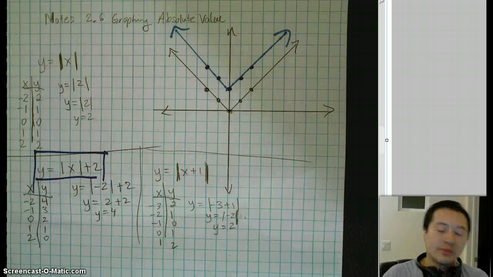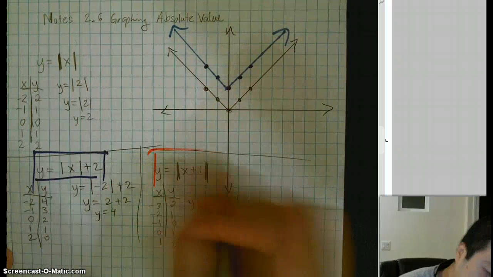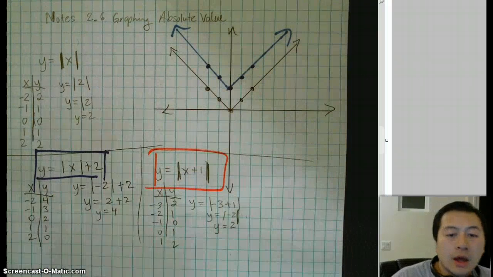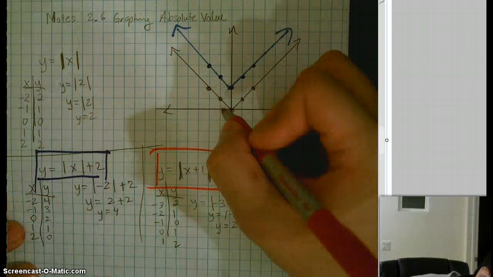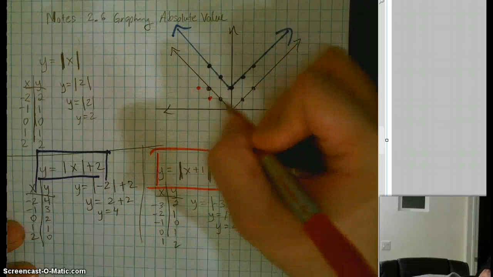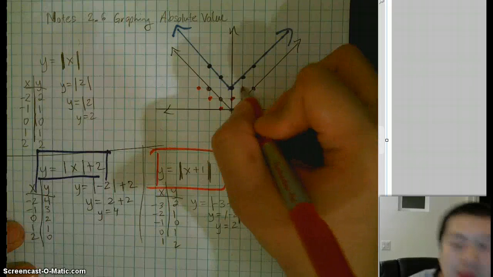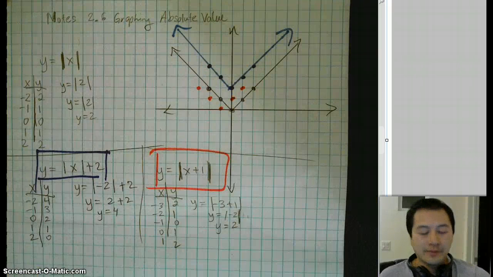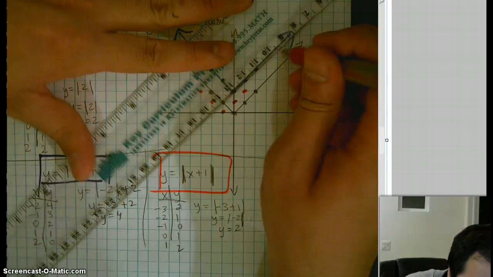So this one's going to be in red. -3, 2. -1, 2. 3, 2. -2, 1. 0, 1, 2. I want to take a look at that V right now. I'm going to draw it out.